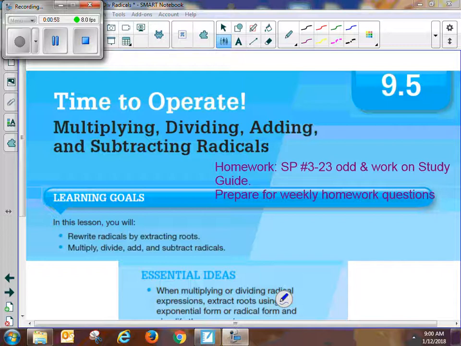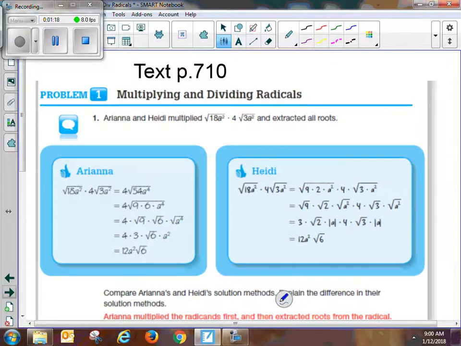Today, we're going to be rewriting radicals by extracting roots. Didn't we do that already? Like square root of 8 was 2 root 2. We are going to be adding, subtracting, multiplying, and dividing. And we're going to go back and forth between radicals and rational exponents. What is a rational exponent again? Fraction power. Good. Okay, here we go.